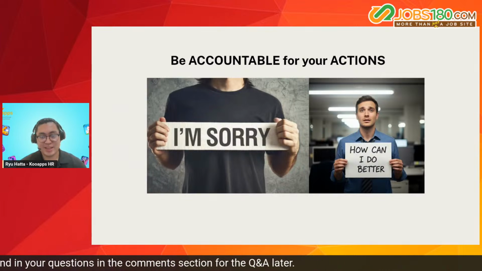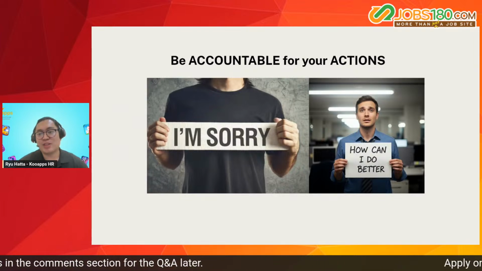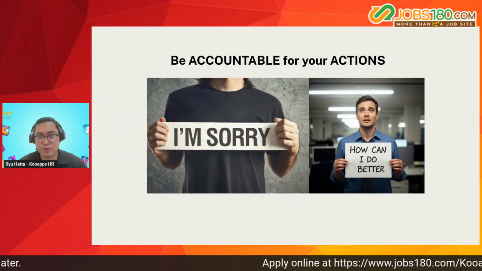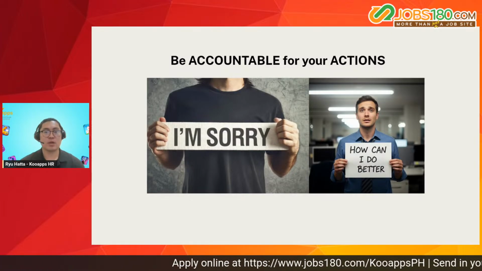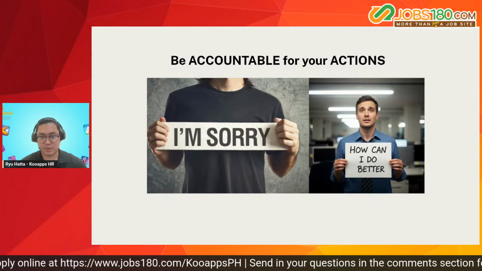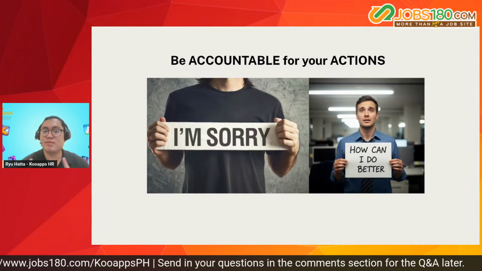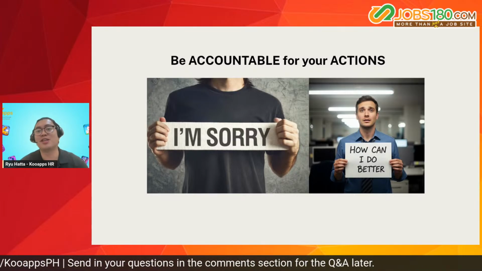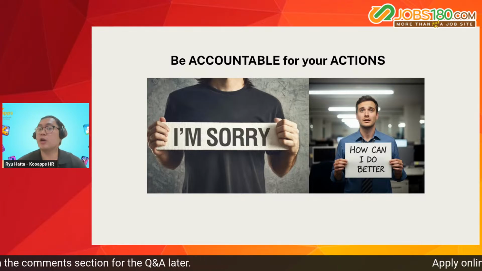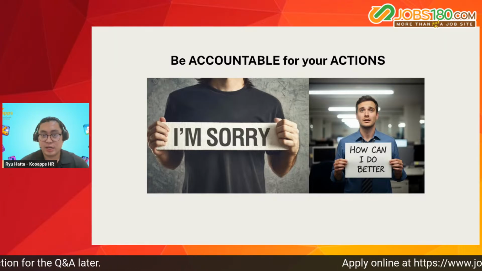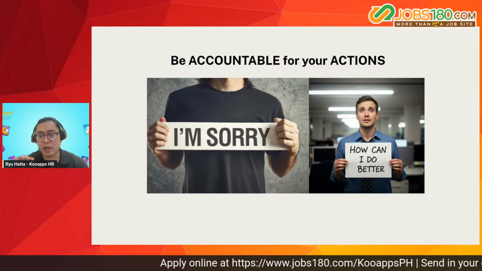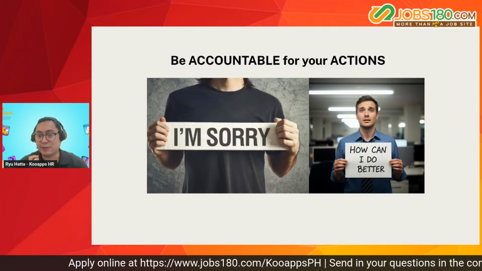Now, this one's a bit difficult. Be accountable for your actions. One of the greatest acts of being a professional is being accountable for your actions, which goes to say, if you have done something wrong, say, I'm sorry. This thing has been instilled in us since our youth, when we were young. When you have done something wrong, you apologize. That is still very, very applicable in the office setting. If you're wrong, do apologize and say sorry.